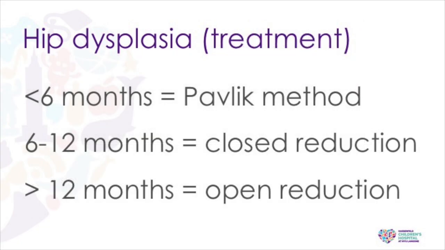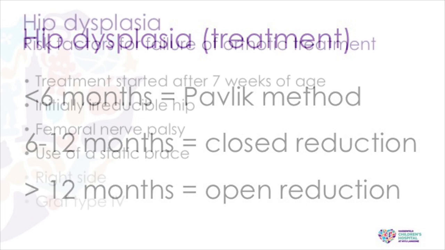Treatment for hip dysplasia can be broken down into age groups. In general, patients under 6 months of age will be treated with the Pavlik method. Patients between 6 and 12 months of age at the time of presentation will be treated with a closed reduction. And above 12 months, the standard treatment becomes an open reduction.